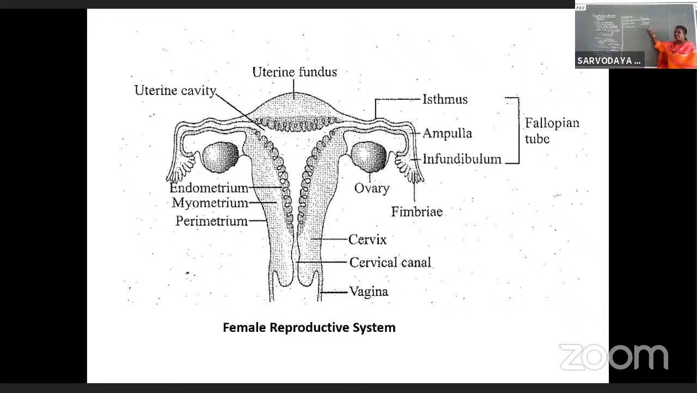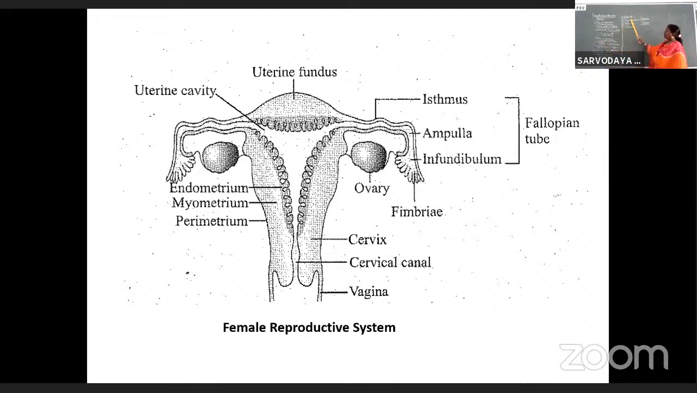Now this fimbriae is going to help at the time of ovulation. When the egg is released from the ovary, it is immediately sucked through the fimbriae into the infundibulum, transported through the ampulla and isthmus to the next part, known as the uterus. So what is the second part of the female reproductive system? It's going to be the pair of oviducts or fallopian tubes.